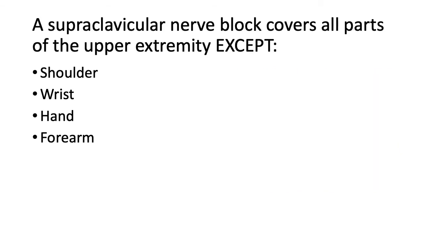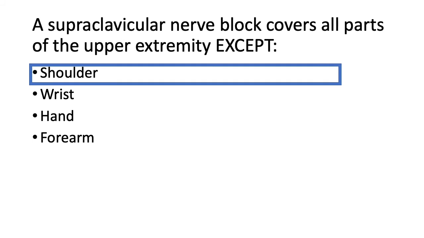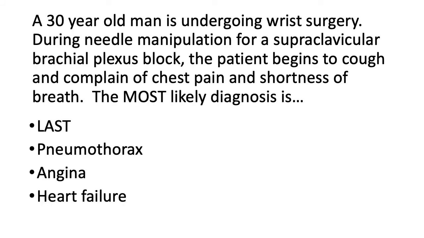Quick question. A supraclavicular nerve block covers all parts of the upper extremity except: shoulder, wrist, hand, or forearm? The answer is shoulder. Next question.